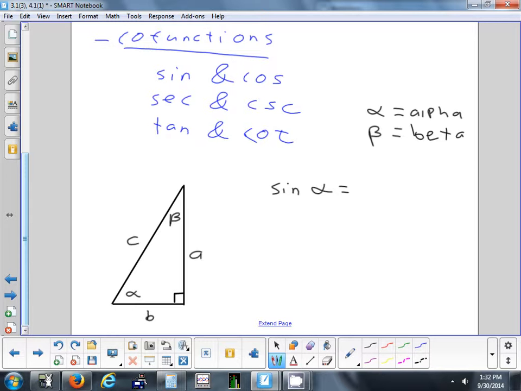All right, so let's find the sine of alpha. Sine is opposite over hypotenuse. Yeah, Ryan? A over C. A over C. Now I'm going to find the cosine of beta. Let's see what that comes out to. Cosine is adjacent over hypotenuse.